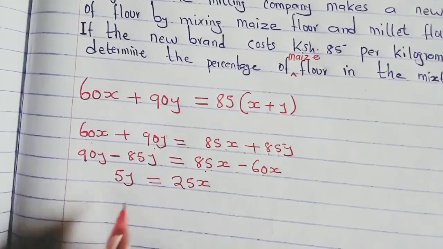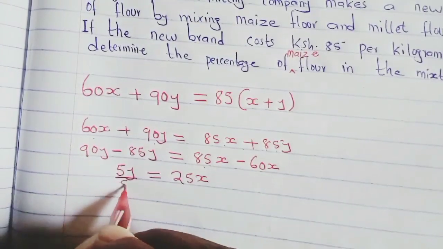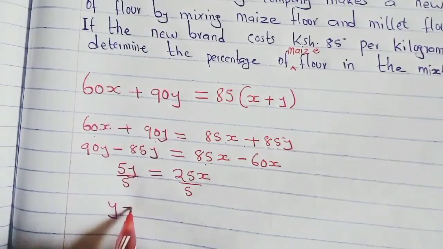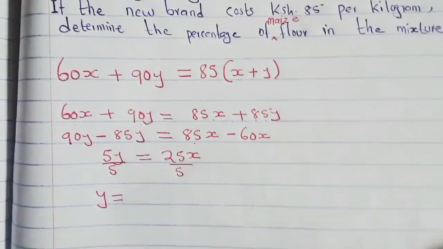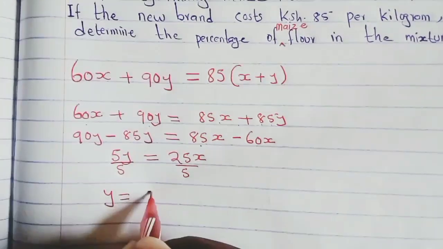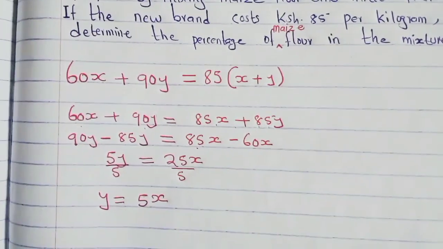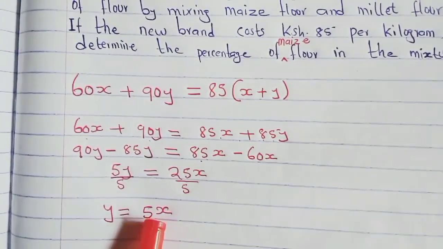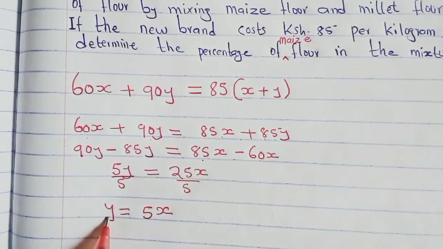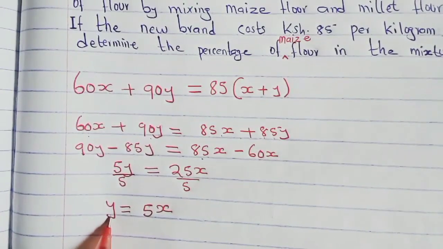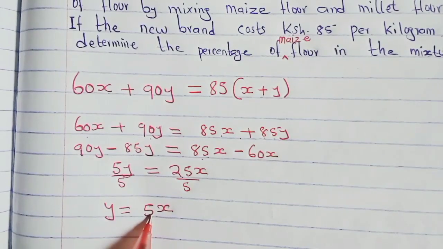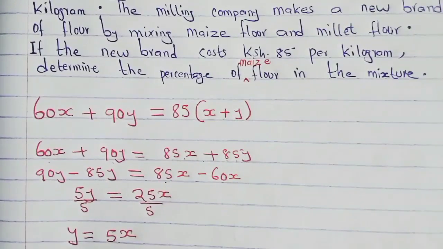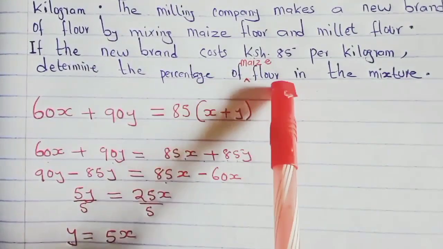So we can simplify. We divide by 5 here, and you remain with y is equal to 5x. Hmm, because y is the kilograms for millet and x the kilograms for maize, it means for every 1 kilogram of millet we have 5 kilograms of maize in the new brand. So the question is to determine the percentage of maize flour in the mixture.